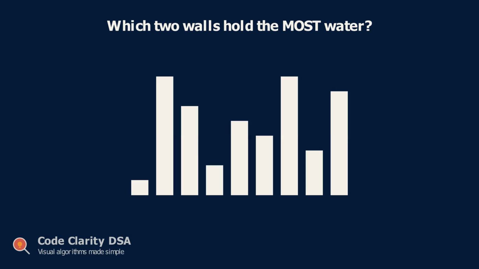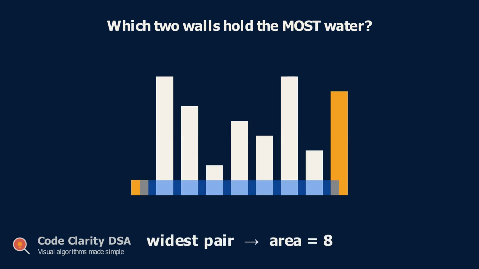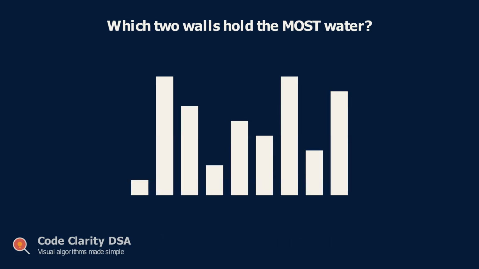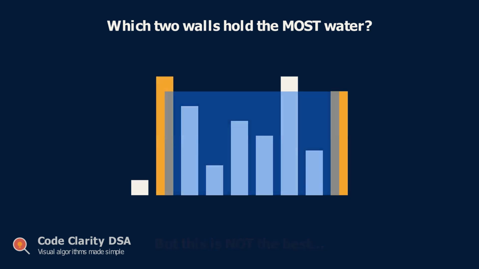These bars are walls. Pick any two and they trap water, so the farthest two should win, right? Not quite. That tiny left wall wastes the width. The real answer is 49, and we can find it in one clean pass.